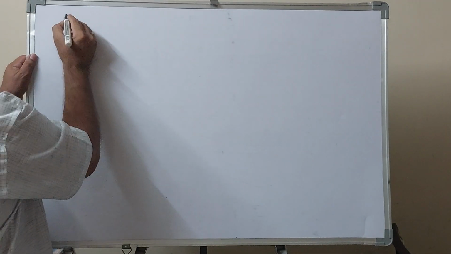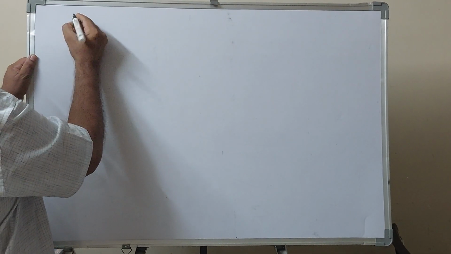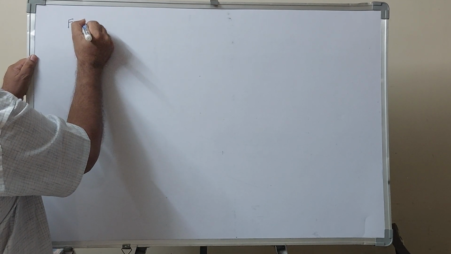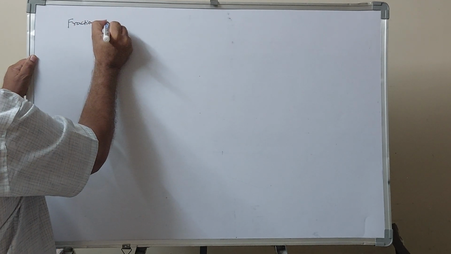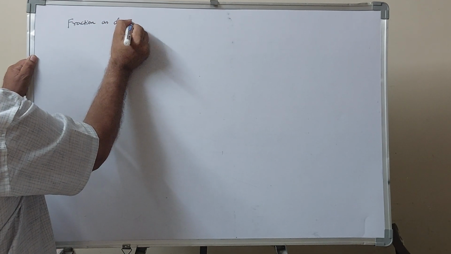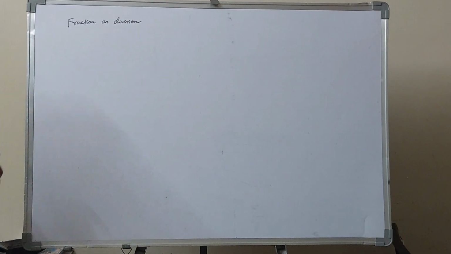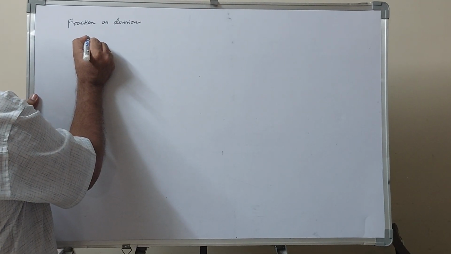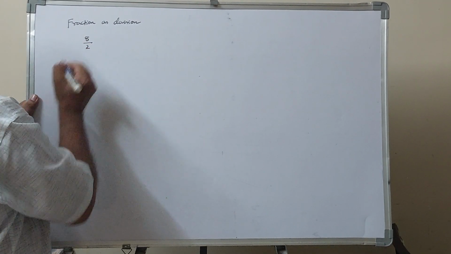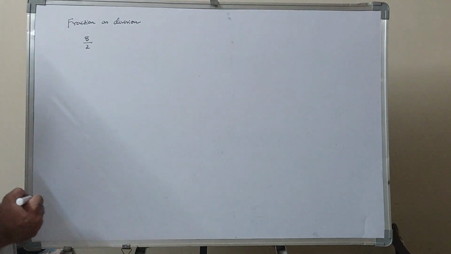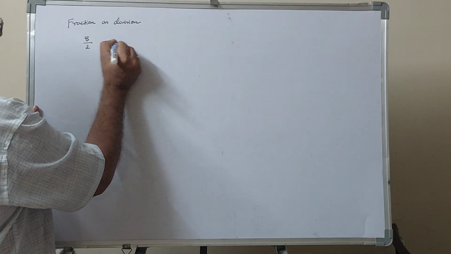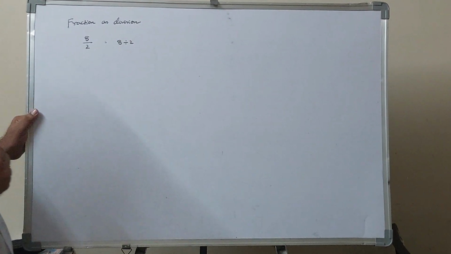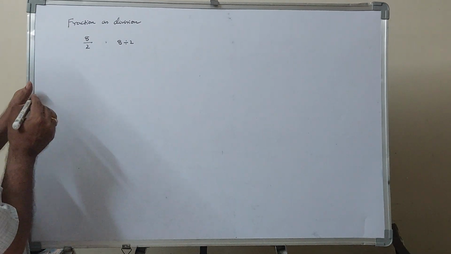Fraction as division. How to represent a fraction as a division? See, if you write 8 by 2, how to represent this fraction as a division? 8 by 2 means you can write it as 8 divided by 2. Okay?